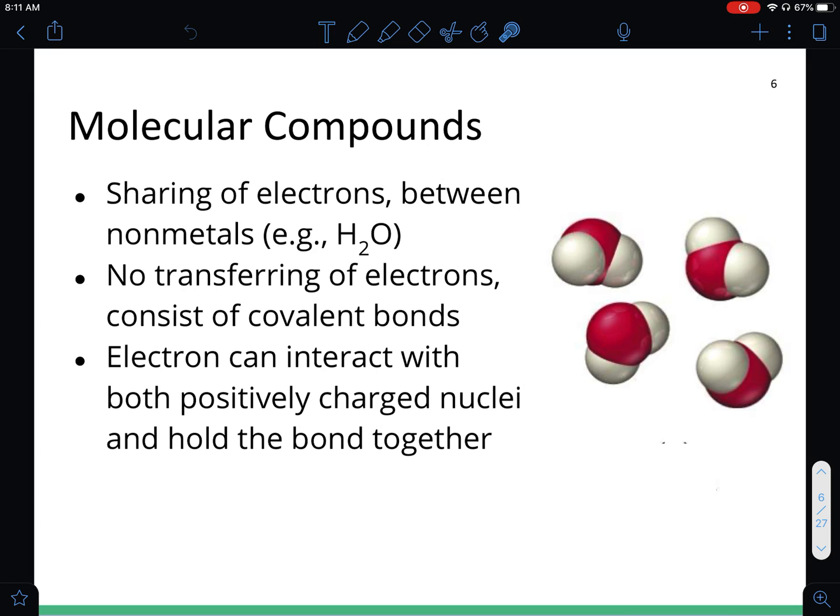Molecular compounds, this is just another name for covalent compounds, because molecular compounds just state that there are two of the same type of atoms. And since covalent bonds contain two nonmetals, we have two of the same types of atoms. So that's why molecular and covalent can be interchanged pretty easily. But electrons are shared between the nonmetals so that all of the atoms involved feel like they have a complete outside octet. So no transferring of electrons, no charges are being created here.